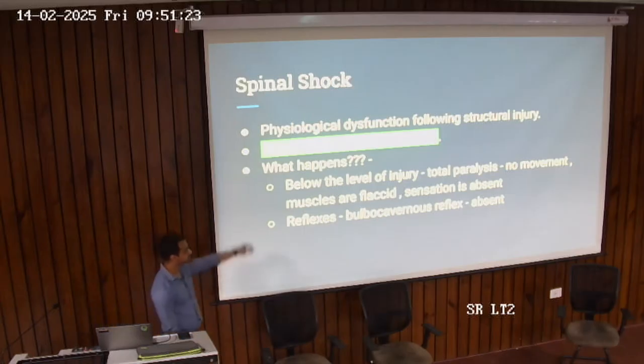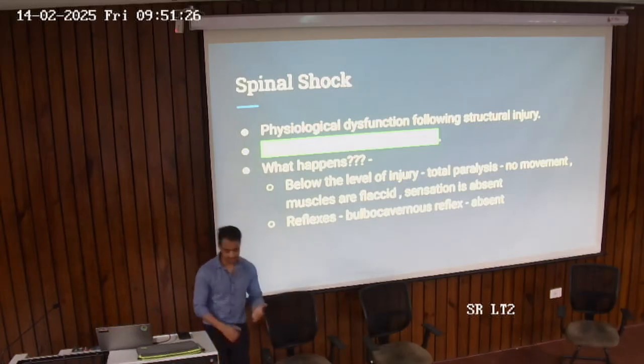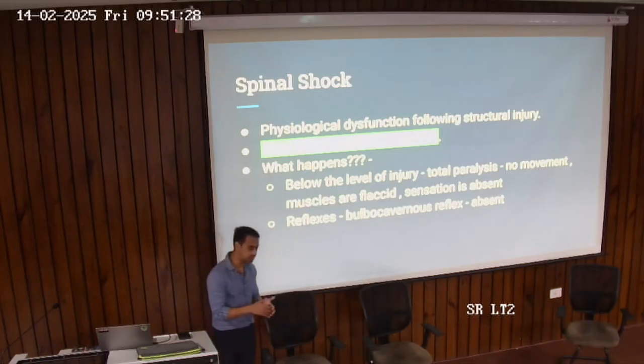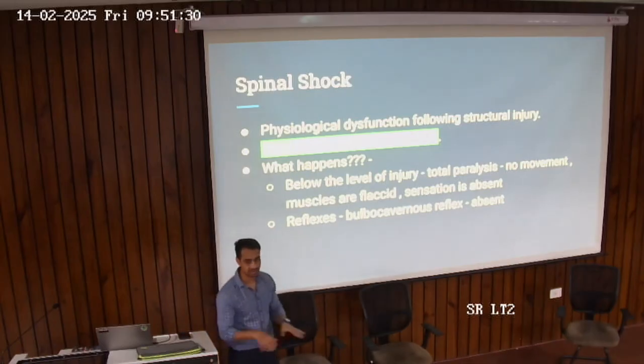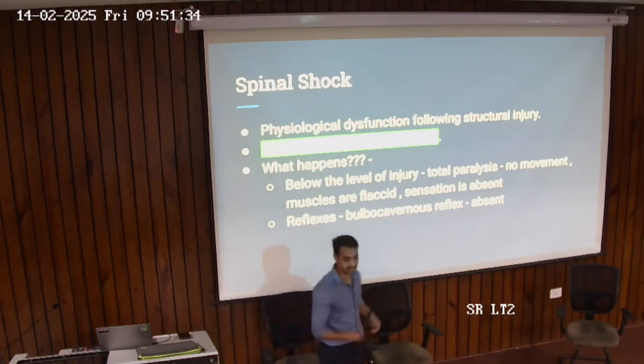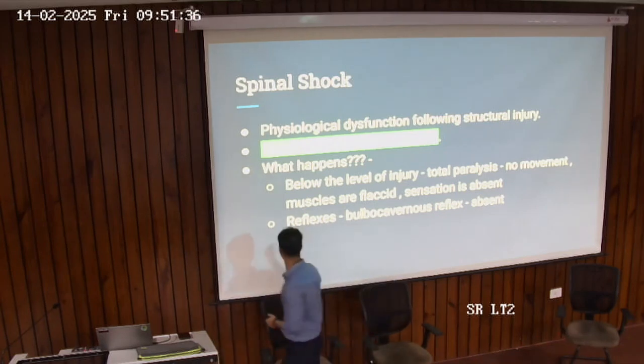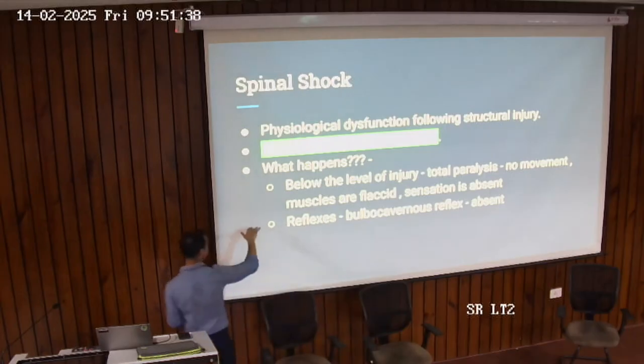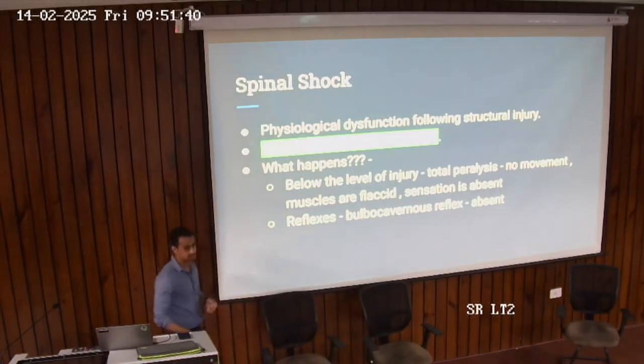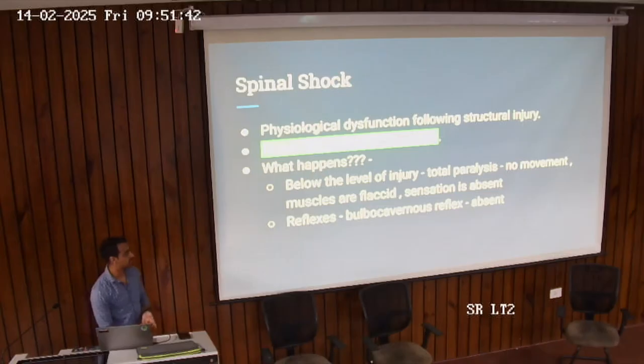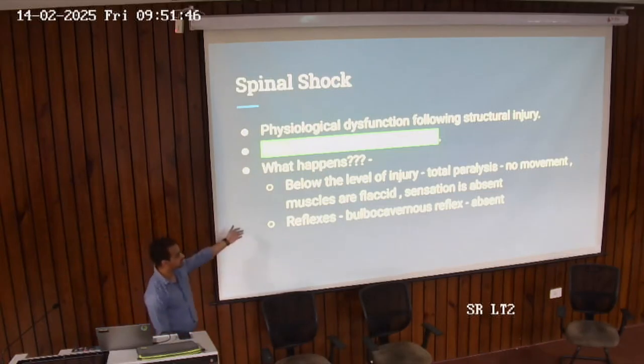What does happen is, below the level of injury, let's say the injury happened at T12, so all the lumbars will be paralyzed. So below the level of injury, there will be total paralysis, which means there will be no movement, muscles will be flaccid, and sensation is absent. And your bulbocavernous reflex will be absent.